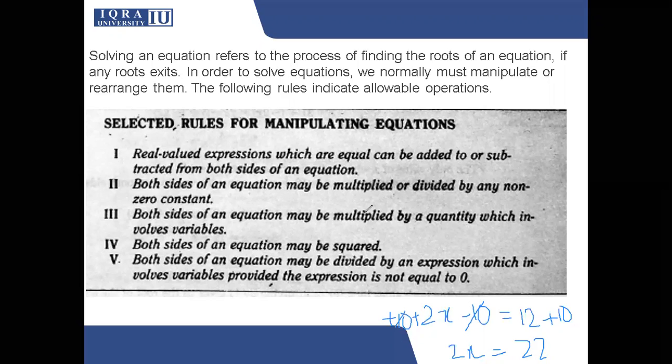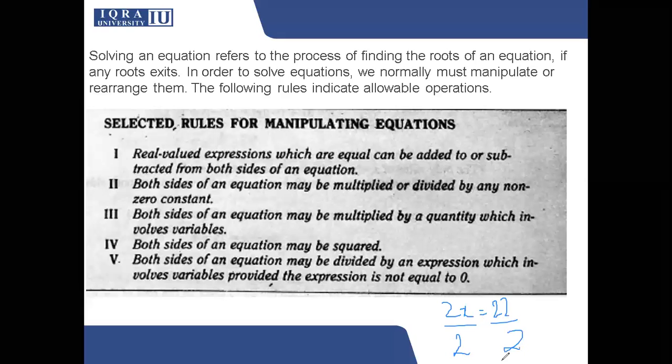Now, both sides of an equation may be multiplied or divided by any non-zero constant. I'll write this again right here. 2x equals 22. Now again, you may have studied that you can take this 2 to the other side. It's being multiplied here, so it's going to get divided over here. Of course, that is a short way of remembering things, and it is effective. But the correct procedure is basically we have to follow this rule. Both sides of an equation have to be divided or multiplied. So here we'll be dividing both sides by the number 2.